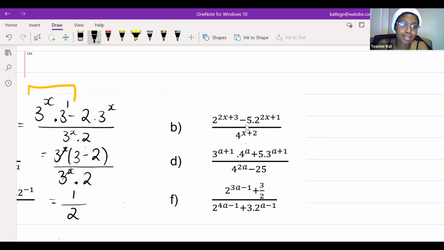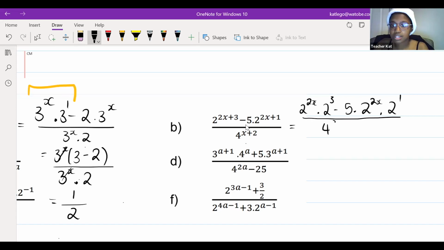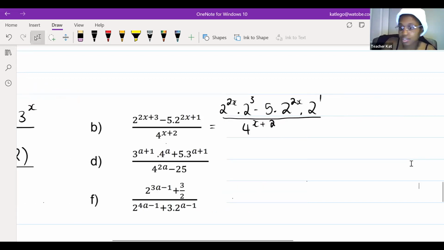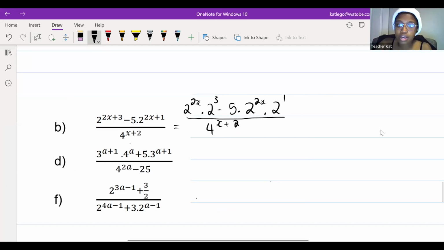Actually, the first step is to split them up. Yes, as long as it's 2 to the power of 2x. But let's split them up. We don't like it when they have these pluses, right? So we rewrite it as 2 to the power of 2x times 2 to the power of 3 minus 5 times 2 to the power of 2x times 2 to the power of 1. Okay? 4x plus 2. Yes, so we have established what my common factor is. I'm going to do this because we're going to need a lot of space for this one. Right. So you guys are saying to me, 2 to the power of 2x is my common factor.